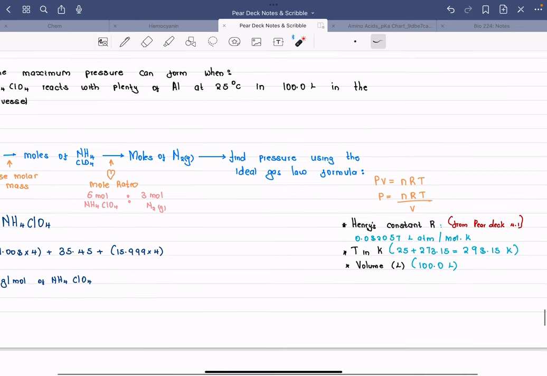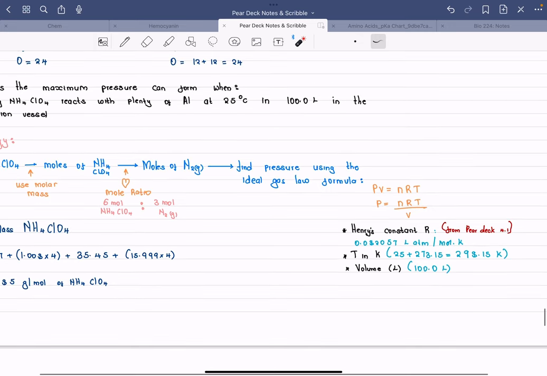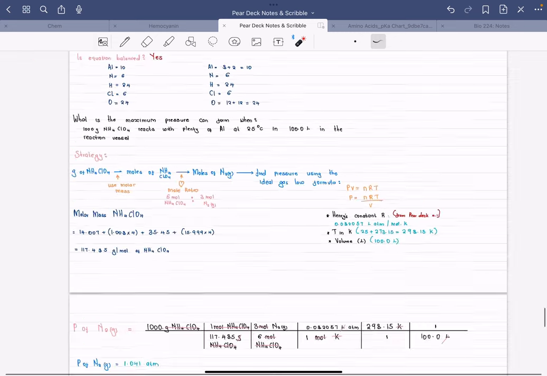So I am gonna use the gas constant 0.082057, and then I'm already given my temperature, which is 25 degrees Celsius. But to use the ideal gas law, I have to convert the degrees Celsius into Kelvin, and I am gonna do that by adding 273.15, and I get 298.15 Kelvin. And I'm already given the volume, and the volume is in the right units, which is liters.